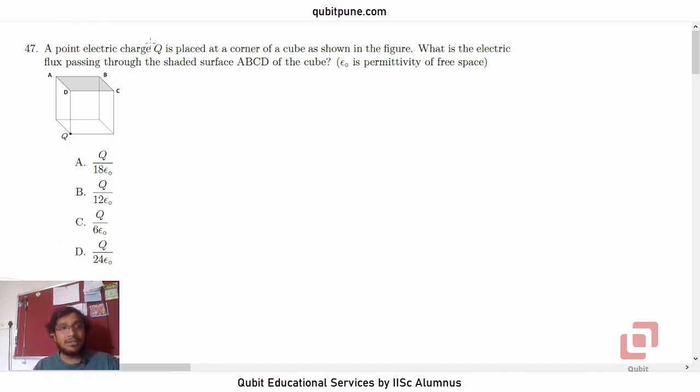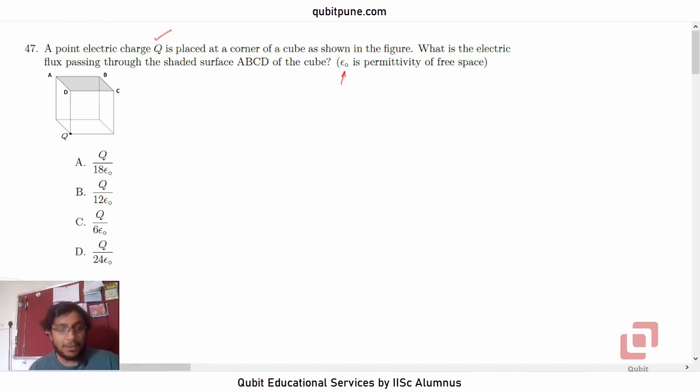A point electric charge Q is placed at a corner of a cube as shown in the figure. So this is the point charge and we have got the cube. ABCD is its top face. What is the electric flux passing through the shaded surface ABCD of the cube? Epsilon naught is the permittivity of free space, and we have got four options. All of them obviously contain Q upon epsilon naught, and they only differ in the constant in the denominator: 18, 12, 6 and 24.